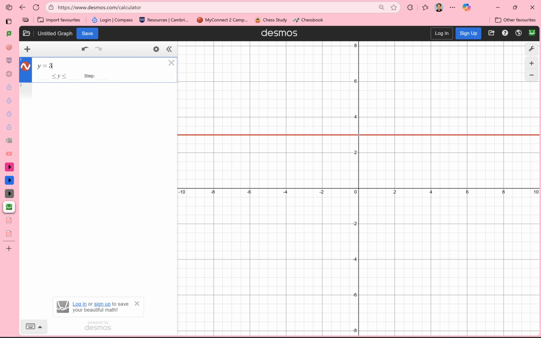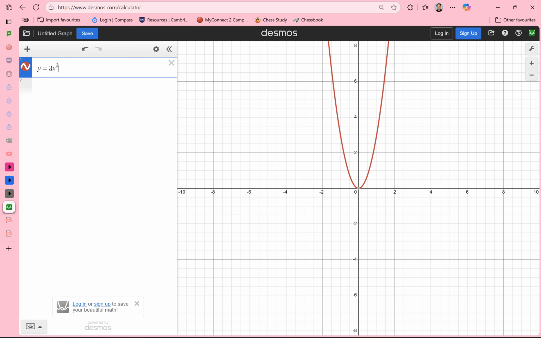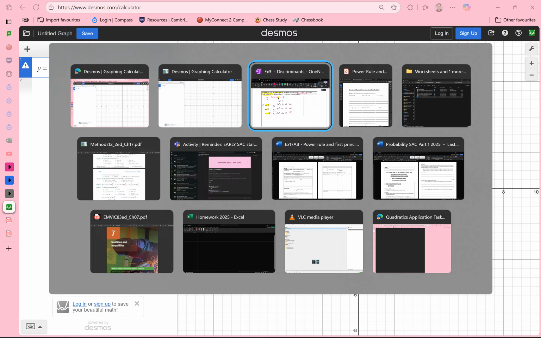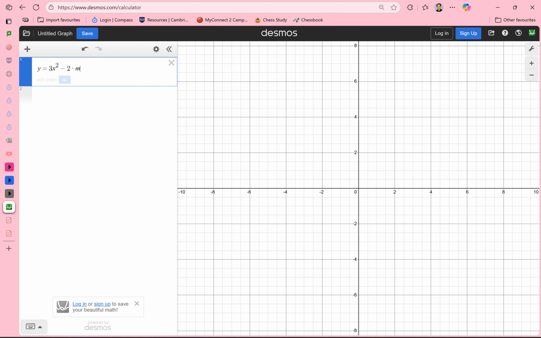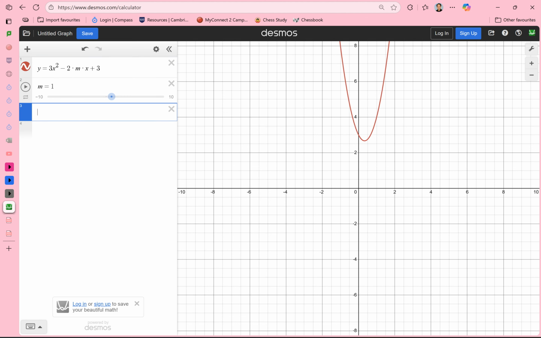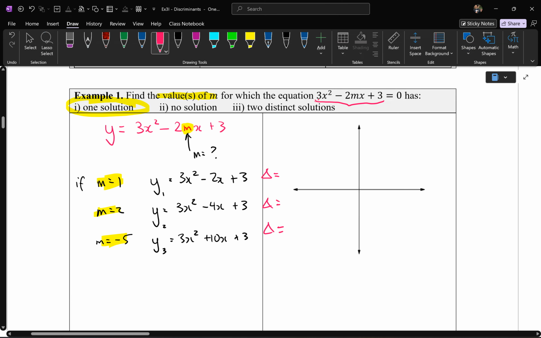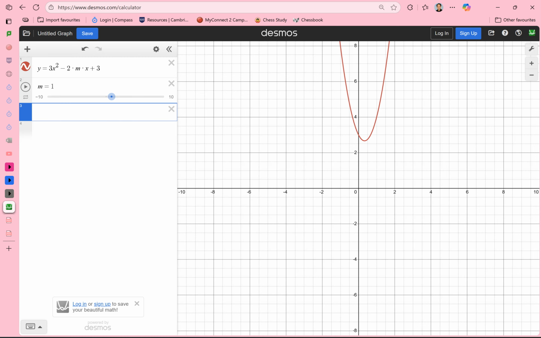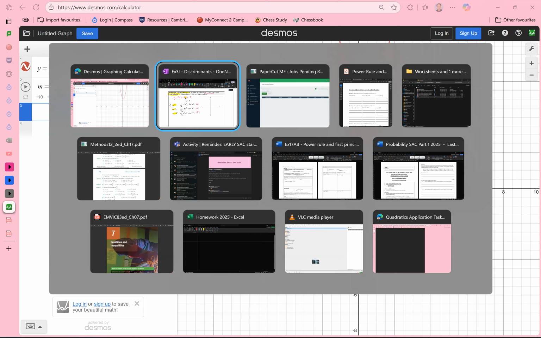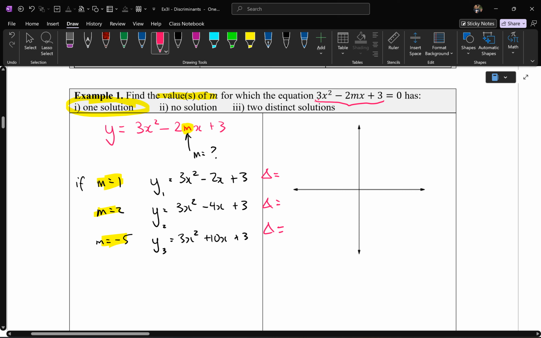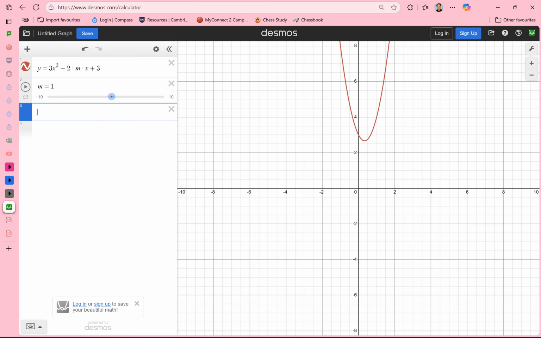We've got y equals 3x squared, and was it plus or minus? Minus. So we've got minus 2 times m times x plus 3. It says add a slider for m because we don't know what m is and we're going to vary it. So if m was 1, which we tested just now, 3x squared minus 2x plus 3, unless you have the ability to look at an equation like this one and picture the graph immediately like Desmos, then you can already tell me there's no solutions when m equals 1.